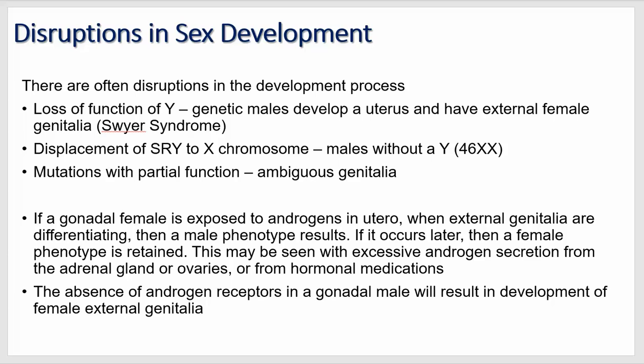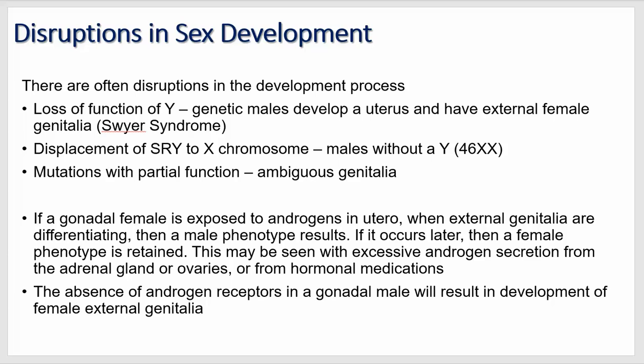So, disruptions in sex development. There are often disruptions in the development process, because remember, we have basically three different types of sex: the genetic, gonadal, and then the phenotypic. And so if anything happens along the way, you may have one without the other. Okay, so there are a few examples here.